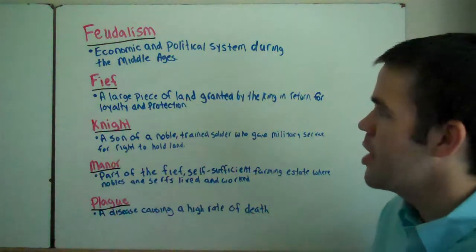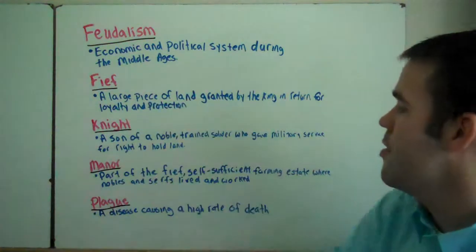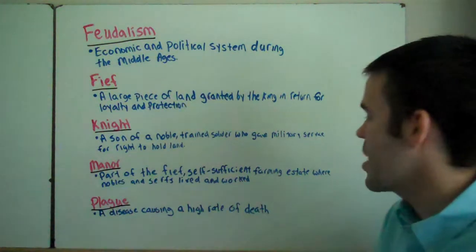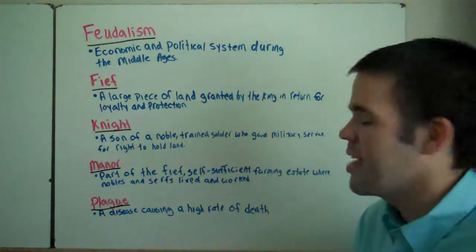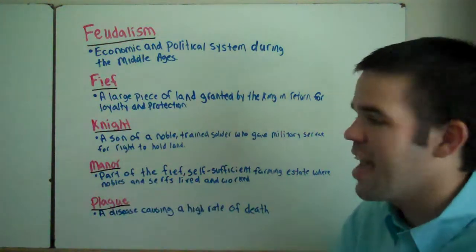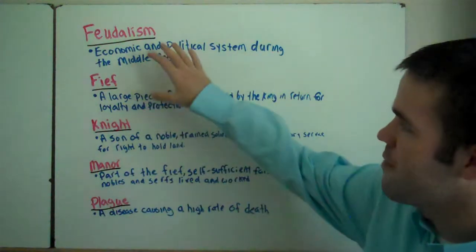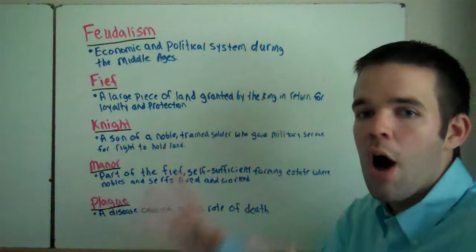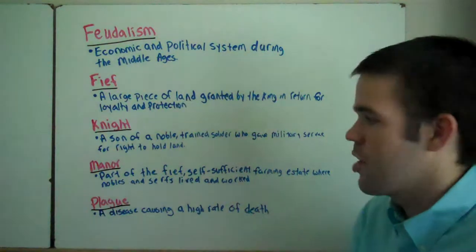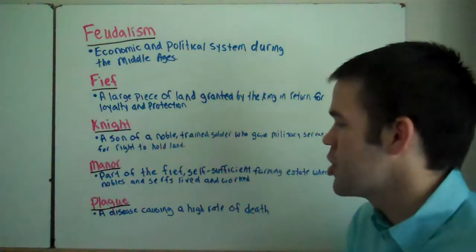Manor. Manor is a part of the fief. It is a self-sufficient farming estate where nobles and serfs lived and worked. We're going to spend a day on the manor, the fief, and feudalism. We're going to combine the three together and talk about how all three of them relate to each other a little bit later on in the Middle Ages unit.